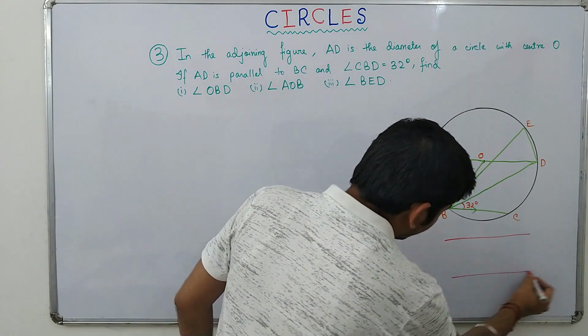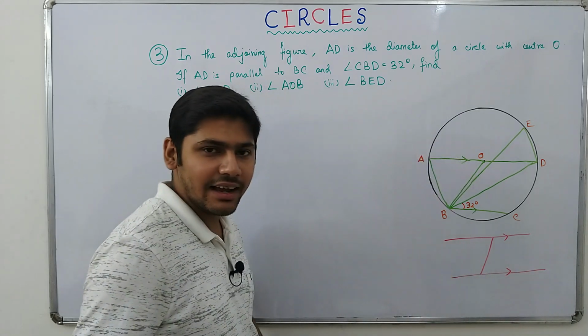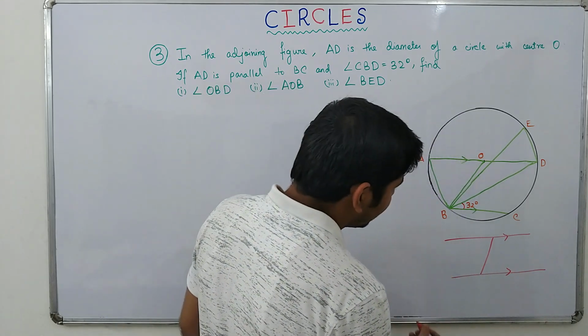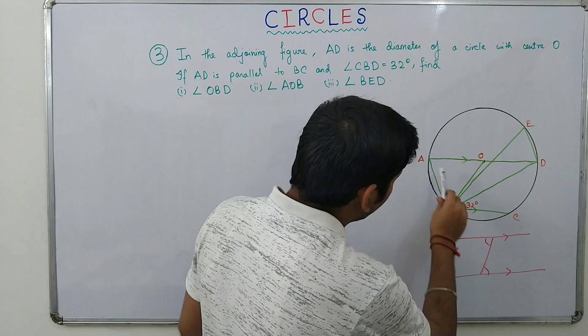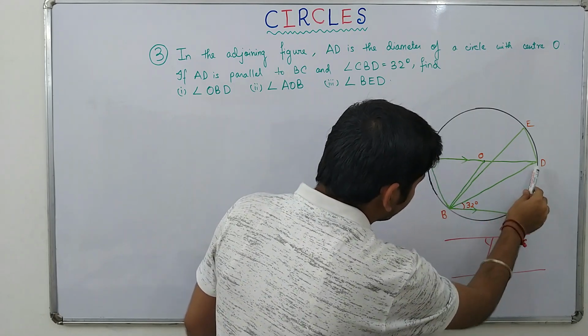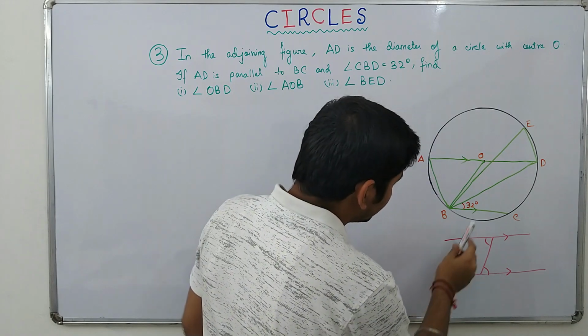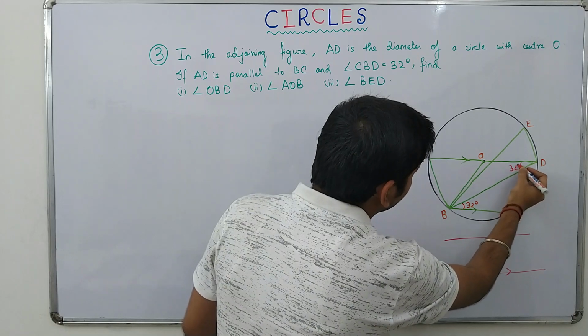We know the alternate angles of a line joining two parallel lines are equal. So we can see over here that we have two parallel lines AD and BC and a straight line joining them. So the alternate angles will be equal. So if this is 32 degree, this will also be 32 degree.